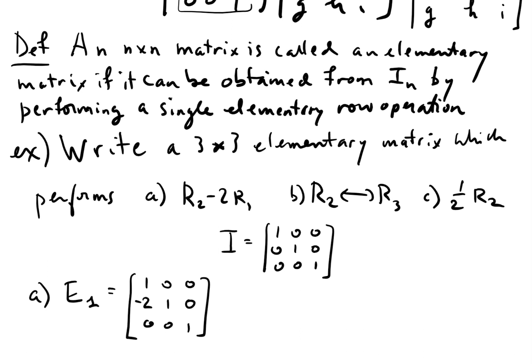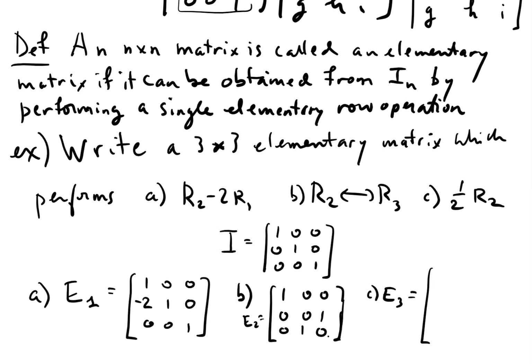B is very simple again. I'm going to interchange row 2 and row 3. So row 1 stays unchanged, and I just change the last 2 rows. And that's E2. And E3 is multiplying the second row by a half. And that's it.